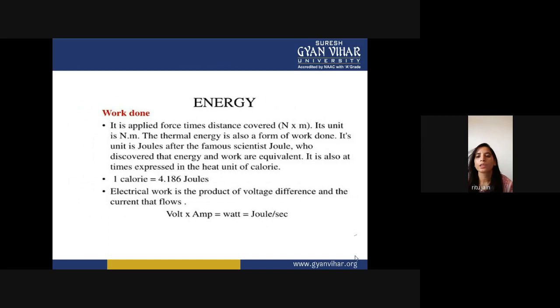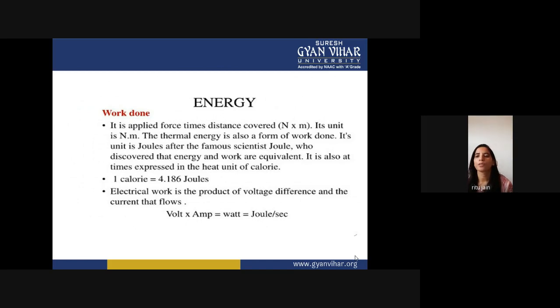Next is work done. It is applied force times distance covered. Its unit is Newton meter. Thermal energy is also a form of work done. Its unit is joule, after the famous scientist Joule, who discovered that energy and work are equivalent. It is also at times expressed in the heat unit of calories. 1 calorie is equal to 4.186 joule.